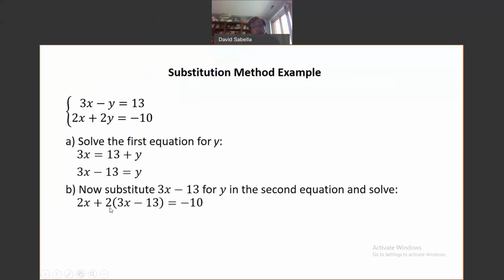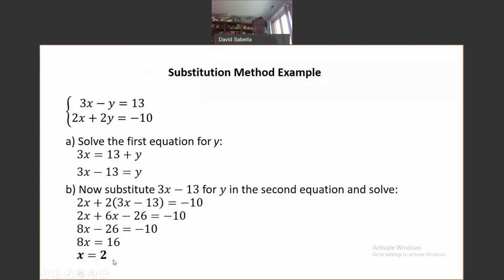First step is to distribute the 2. So that gives us 2x plus 6x, 2 times 3x, minus 26 equals negative 10. Then I combine like terms, giving me 8x minus 26 equals negative 10. And then I add 26 to both sides, and I get 8x equals 16, or x equals 2. And that is the first part of our solution.